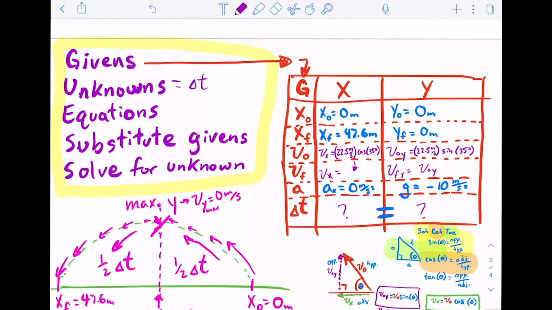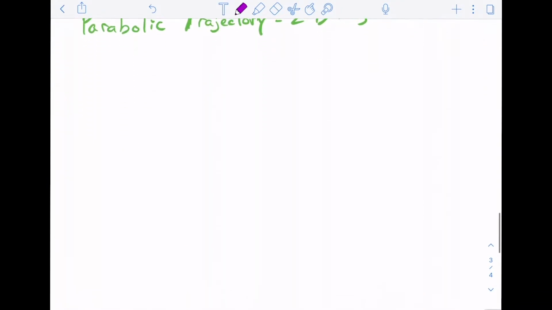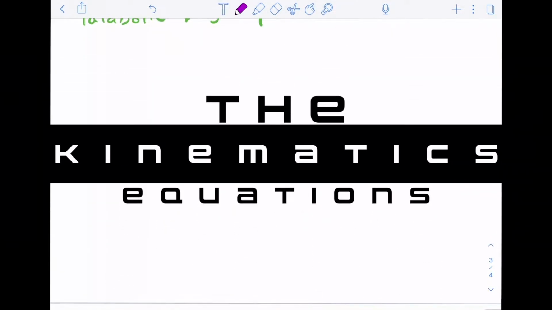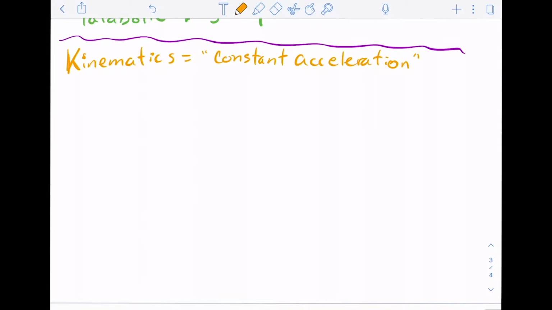Now, here I'm going to teach you the kinematics equations. We're going to take a little sidebar into the kinematics equations. If you already know what they are, then you can go ahead and skip forward to see the solution. But this is for those of us who are learning two-dimensional kinematics fresh and new.